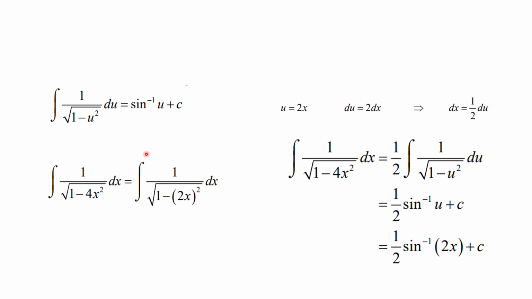So that means we need to make this expression look like this expression, and that motivates the substitution of letting u be 2x. Let's do that. So if u is 2x, du is 2 dx, and dx is 1/2 of du. And that means our original integral then becomes this. I pull the 1/2 out of the integral, and I'm integrating this form. That is the inverse sine of u plus c.